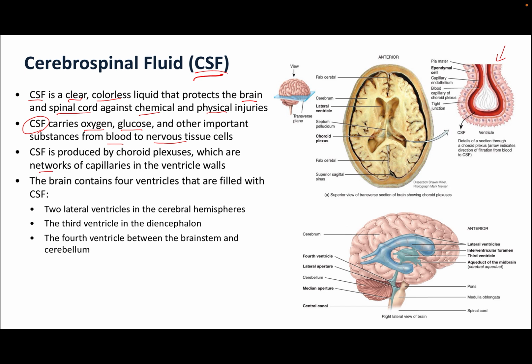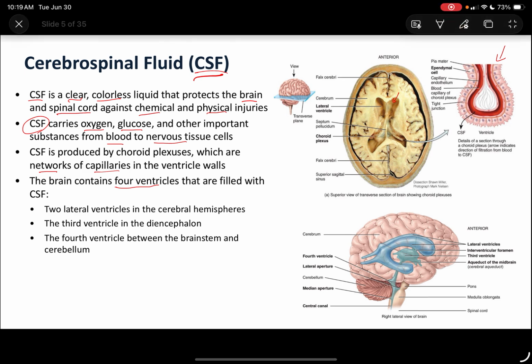This is a network of capillaries that we're going to see lining these ventricle walls that we can see here. Now, speaking of ventricles, the brain is going to contain 4 ventricles, and these are all going to be filled with CSF. The CSF is constantly flowing through these ventricles and through the central canal that we see in the spinal cord.